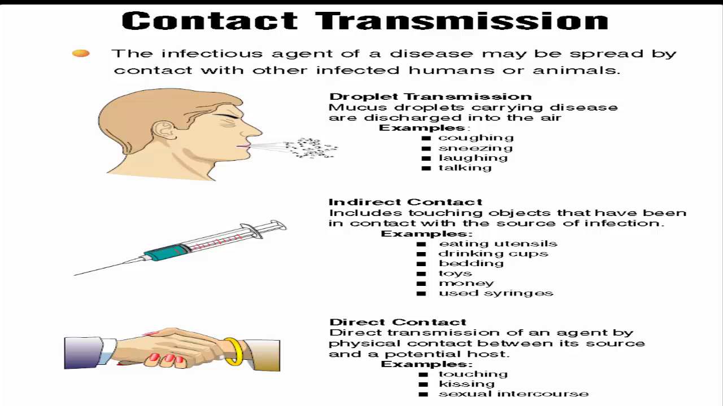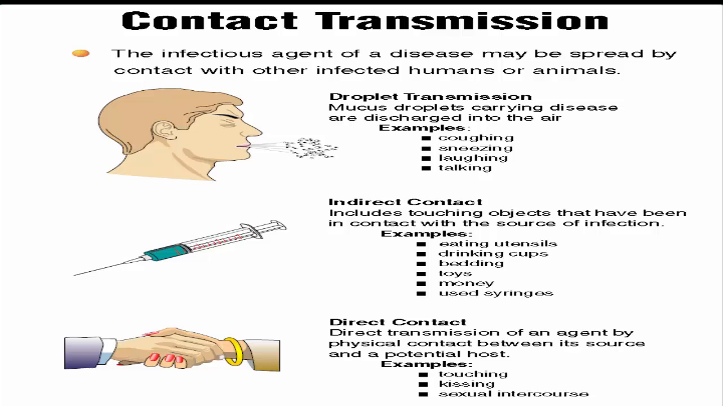Contact transmission, again, is one of the modes of transmission of disease. The infectious agent of a disease may be spread by contact with other infected humans or animals. This would include droplet, indirect, and direct contact. In droplet transmission, mucus droplets carrying disease are discharged in the air every time you sneeze. There are millions of microparticles which are shared with your neighbors. So coughing, sneezing, laughing, talking even. Wow. You could become paranoid about some of this stuff, and that's not a good idea either.